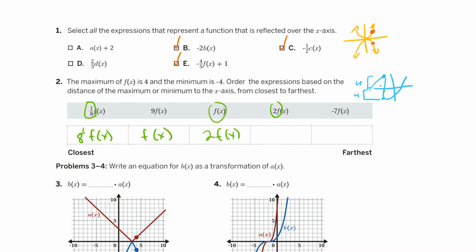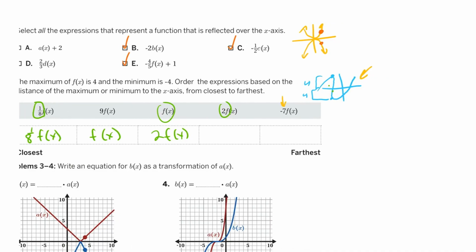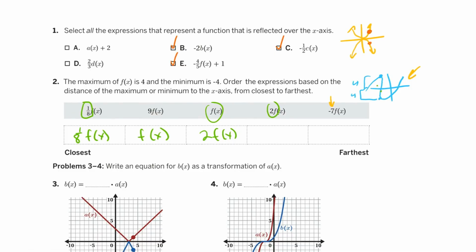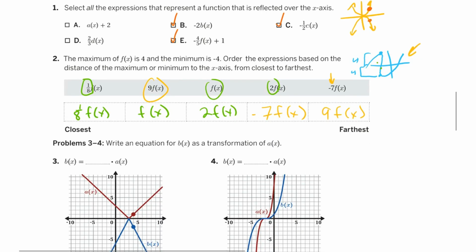The reason for that is because when I look at this idea here, the negative reflects it, but it doesn't change how far it is away from the x-axis. The only thing that changes how far away it is, is that number there, whether it's positive or negative. That's what's talking about, is it stretching or compressing. And so in this case here, the next one would be -7 f of x, and then our farthest away would be 9 times f of x, because that's what's giving us the largest values, or distance away from the x-axis. Kind of a tricky one there.